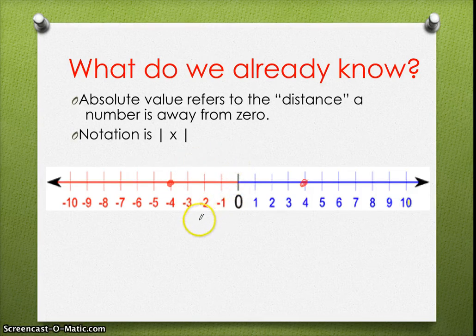So for every distance, there's always going to be 2 specific quantities on the number line that exist with that distance. And the notation that we use for absolute value is some quantity inside 2 vertical bars.